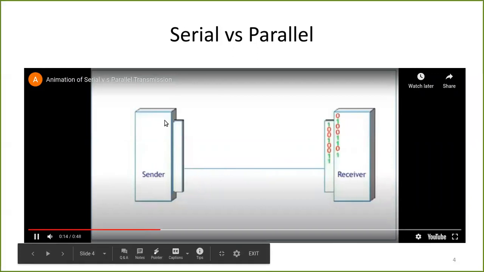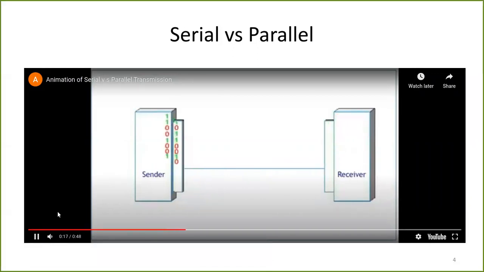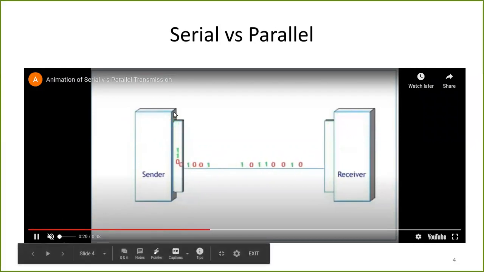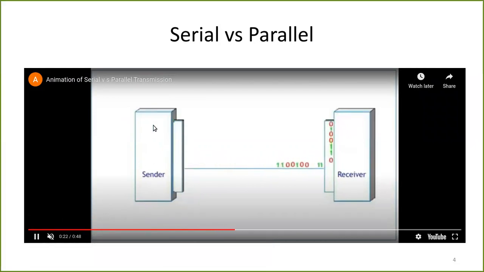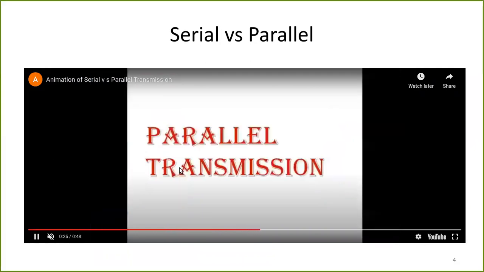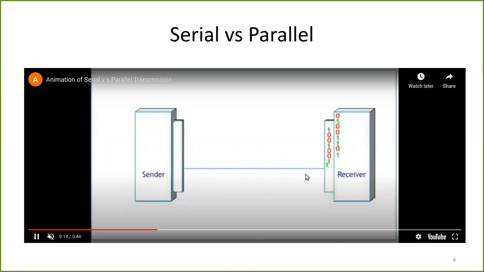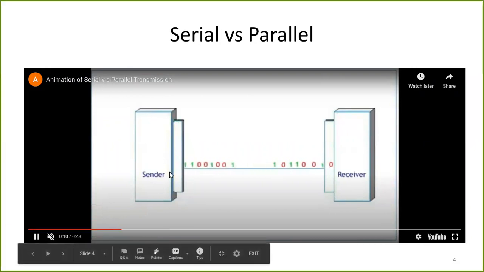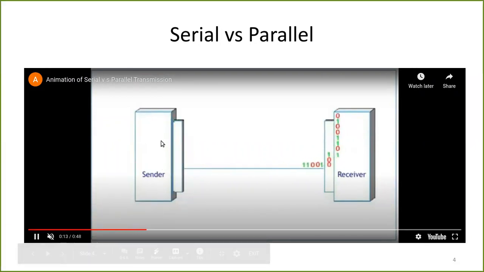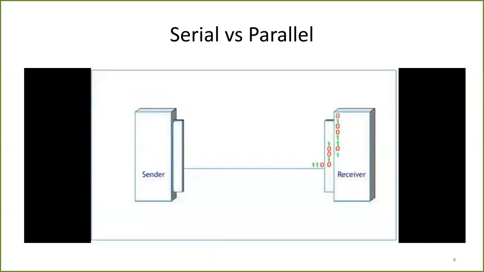Here the data available will be in parallel format, and it is converted into serial by using a parallel in serial out shift register, and then it is converted from serial back into parallel at the receiver. So this is serial communication. The data is transmitted from parallel in serial out, and then serial in parallel out at the receiver. Now coming to parallel transmission.